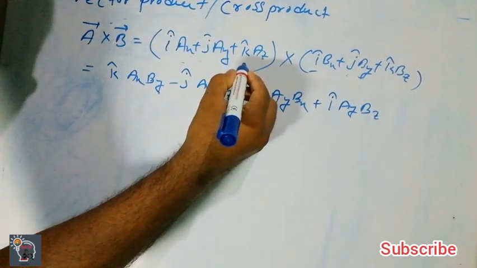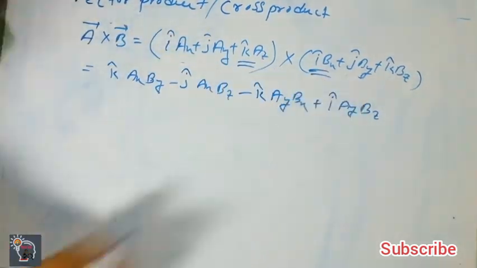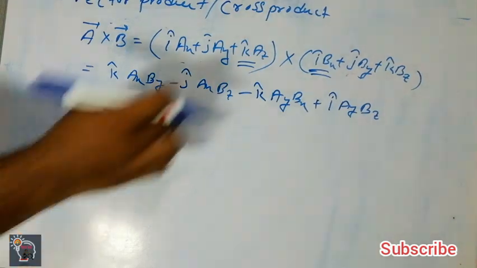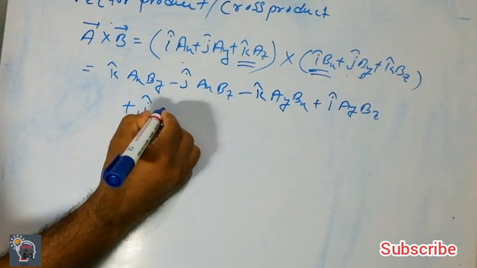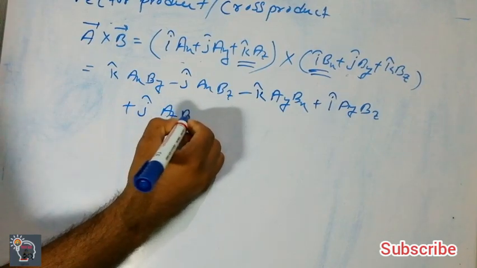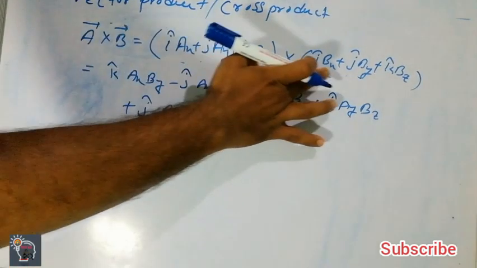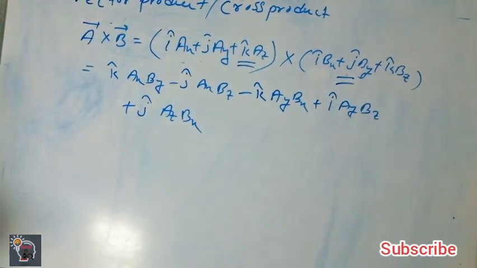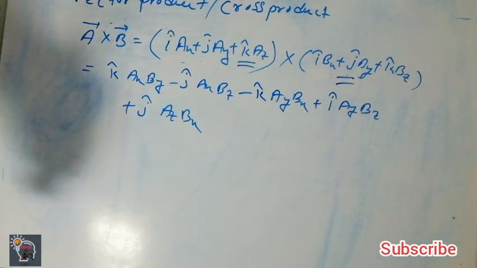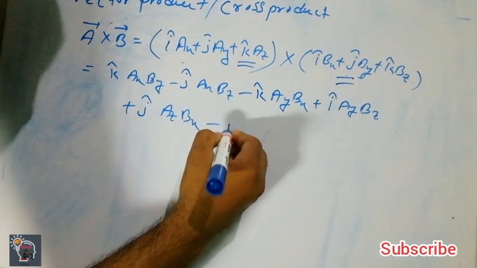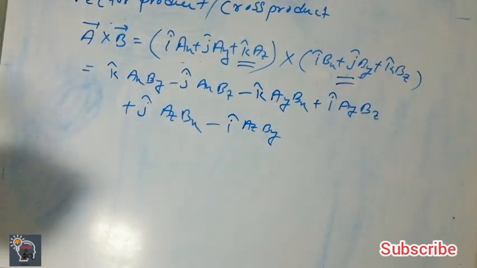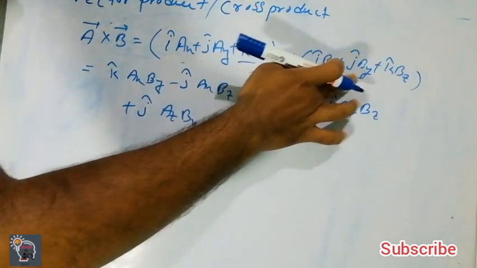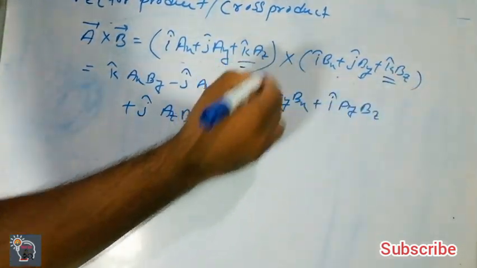Now I have to multiply between k and i. k cross i, that means plus j. So plus j cap Az Bx. Now k cross j. k cross j means minus i cap. So it becomes minus i cap Az By. And k cross k is equal to 0.